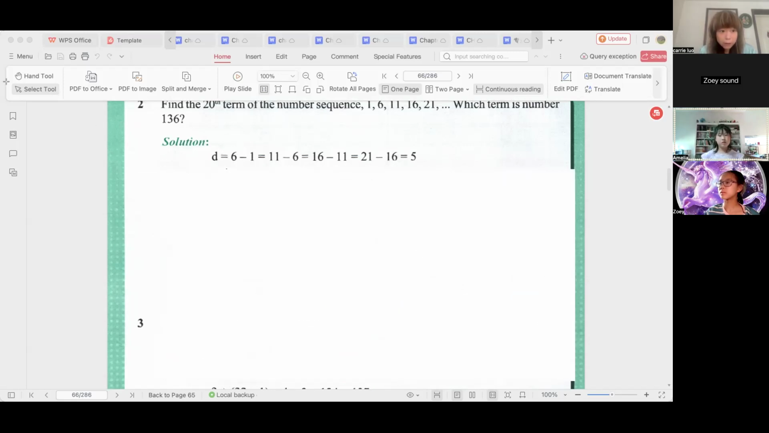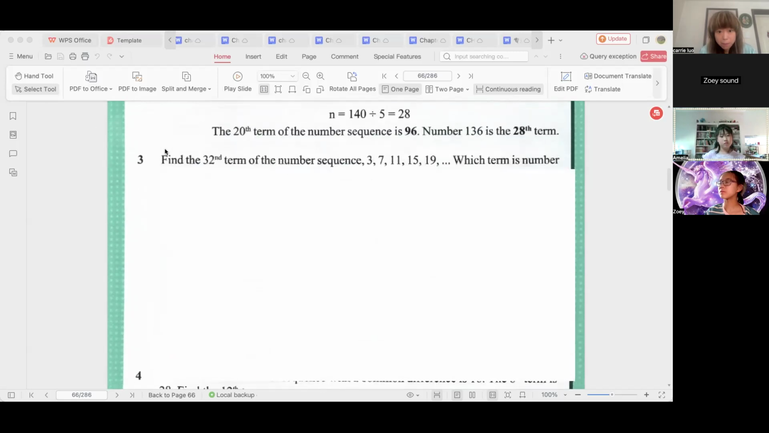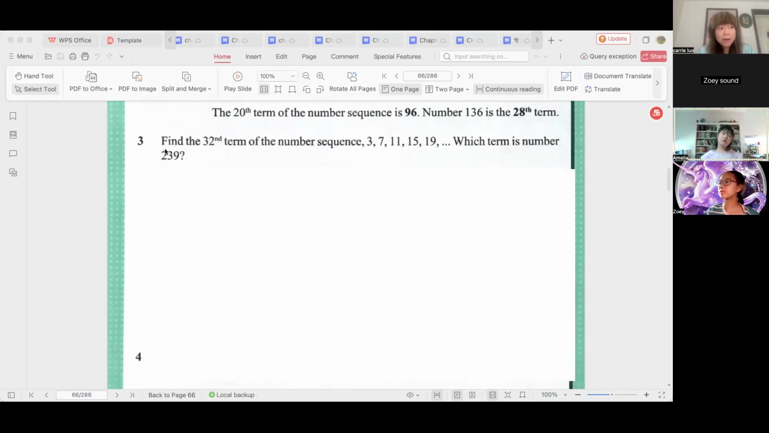Okay, so let's take a look at the next one. Find the 32nd term of the number sequence 3, 7, 11, 15, 19. And which term is the number 239? Okay, your turn.